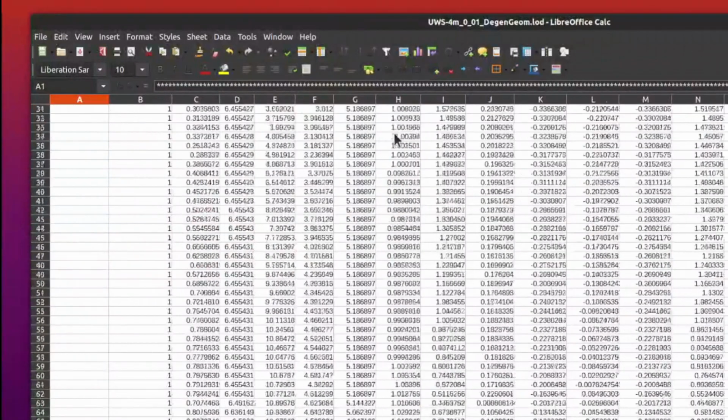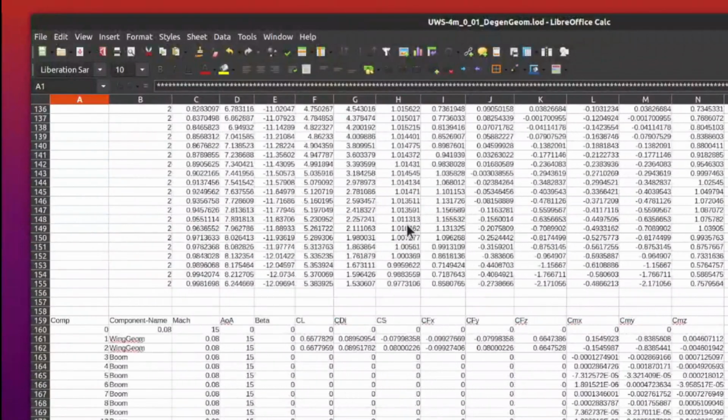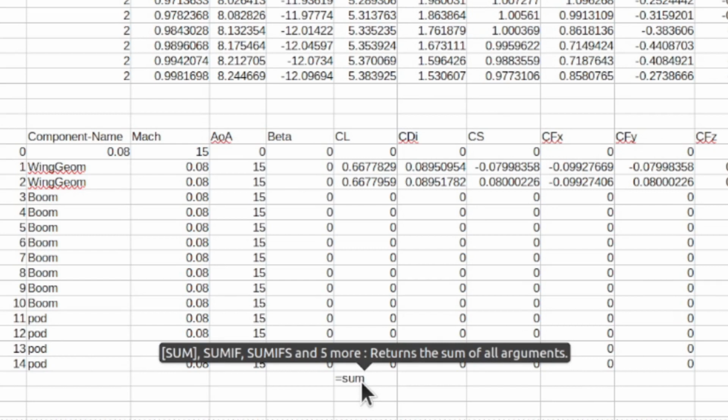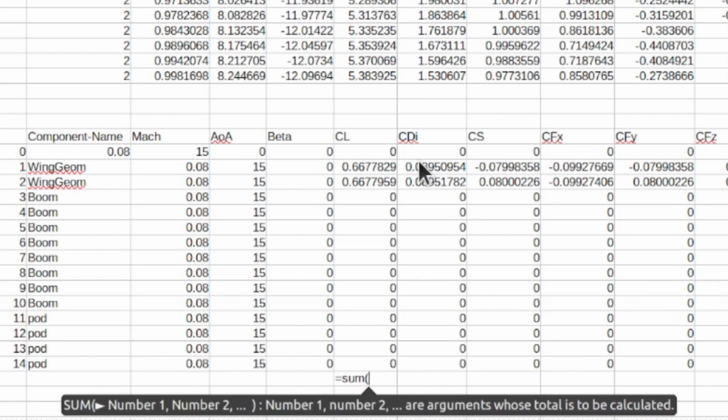Okay, now what I want to do is show right here. There's 2 wing geometries. So that's half of the wing, and this is the other half of the wing. So half of our coefficient of lift is going to be on one side, half on the other. Just to aid me a little bit, I'm going to add these 2 together. To do that, I'm going to do equals sum, a left open bracket. I'm going to select those 2 spots.